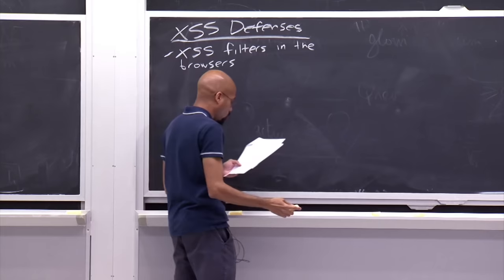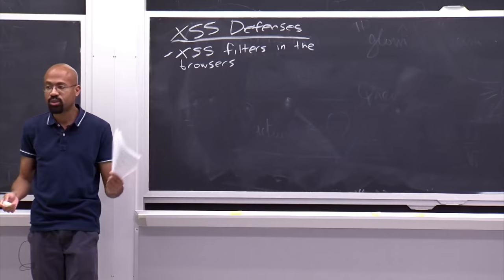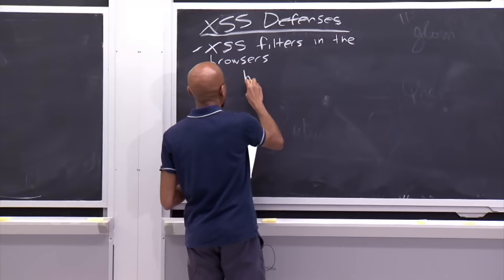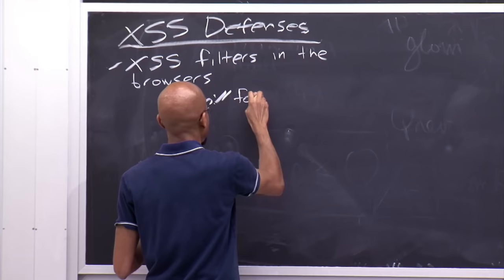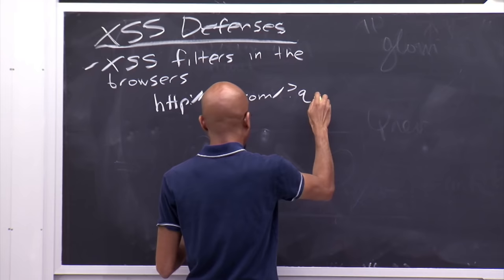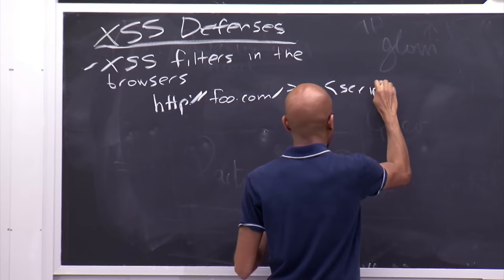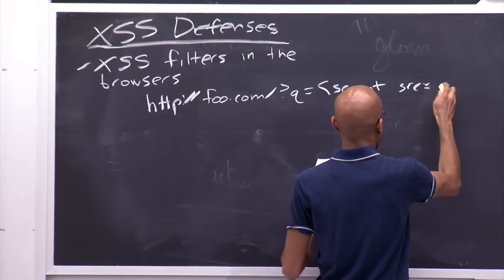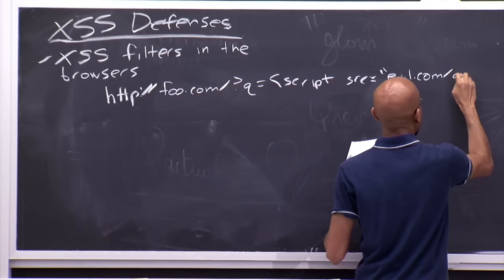And we actually saw one of those filters in action, and I think that was the third example that we looked at. So if you have some website, or some URL, excuse me, that looks like this: foo.com, and then some question mark, and then some query string you're going to submit. This is very similar to the example that I tried third. So I just set this source to something like evil.com, cookie stealer.js.